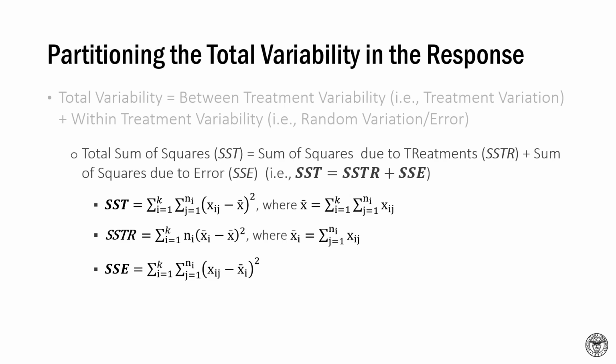Random variation is also referred to as the error component, and is also called the variation within the treatment, SSE. The SSE is given by summing the squared differences between each value and the mean for each treatment. Therefore, we have SST equals SSTR plus SSE.